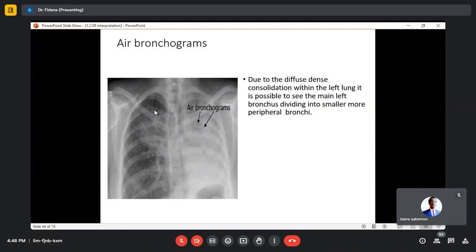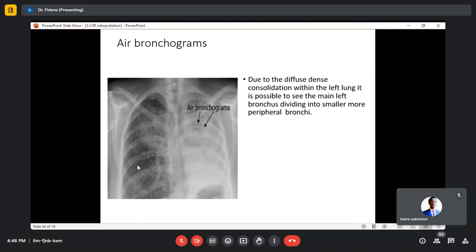This can even be a solid mass because it's homogeneous, well defined, well marginated, and there are also some nodules. Can you see the nodules, small micronodules? They are not normal vessels. They are micronodules in the lung, diffuse. Can you see them?